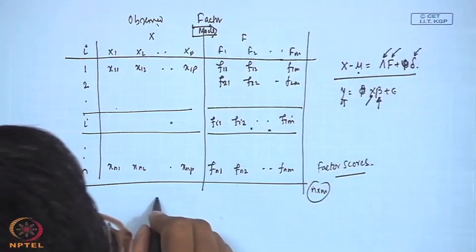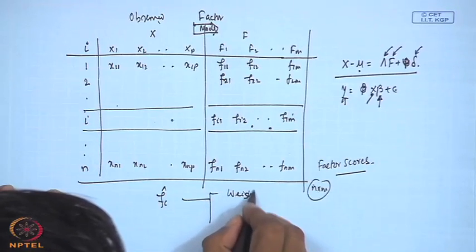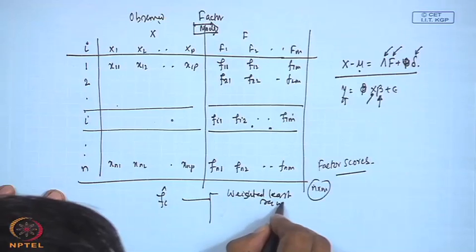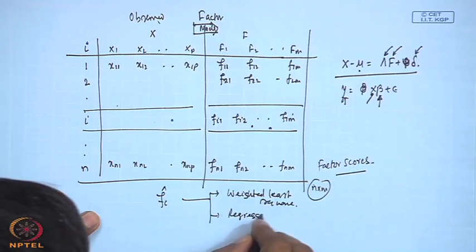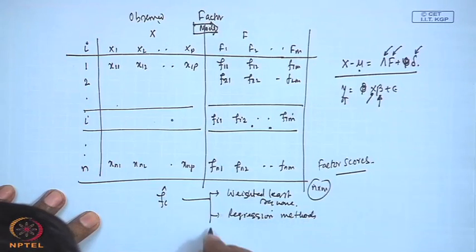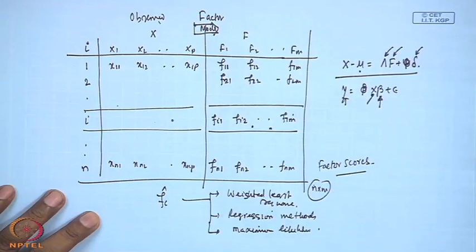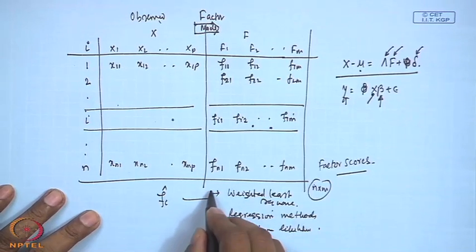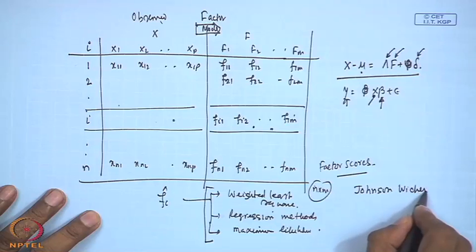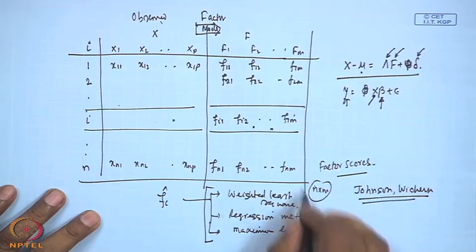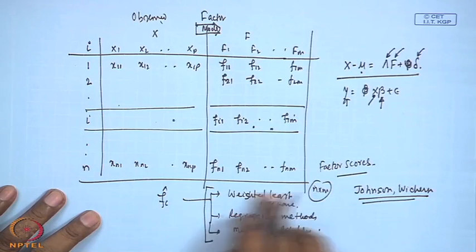Now, finding out these factor scores, Fi cap, is a difficult one, but there are certain methods, like the weighted least squares method. As it is a regression-like equation, regression methods you can use, and maximum likelihood methods are also there. Several methods are there, and if you go through good books like the Johnson and Wichern book, Applied Multivariate Statistical Analysis, these discussions are given on how to go for these factor scores.